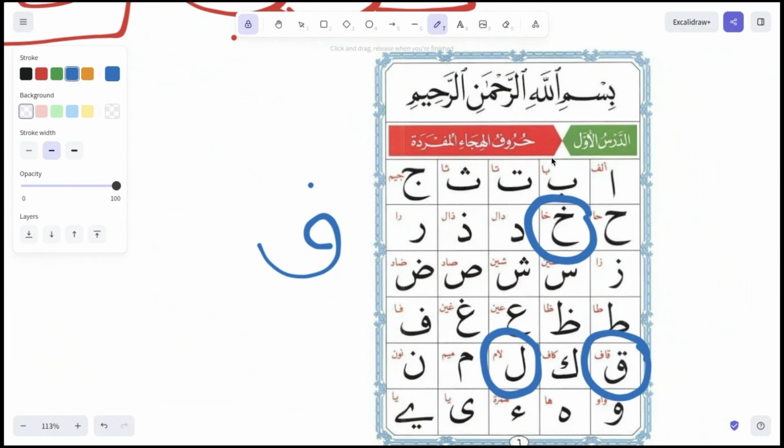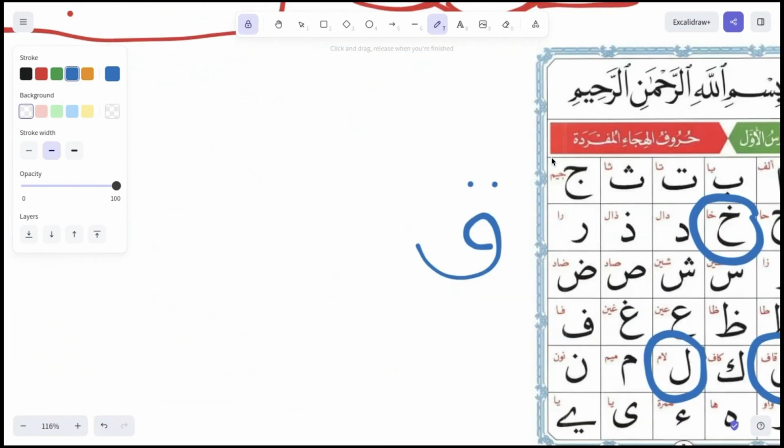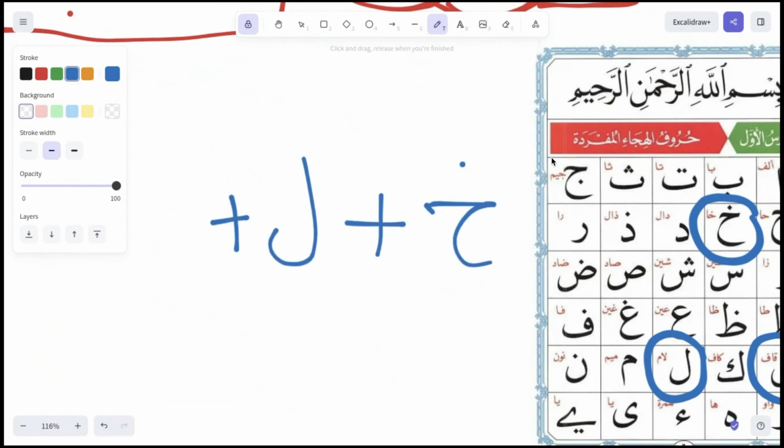قاف. This is the isolated form. Sorry, we start with the خ. خ. This is the isolated form of حرف الخ. خ لام قاف. خلق.